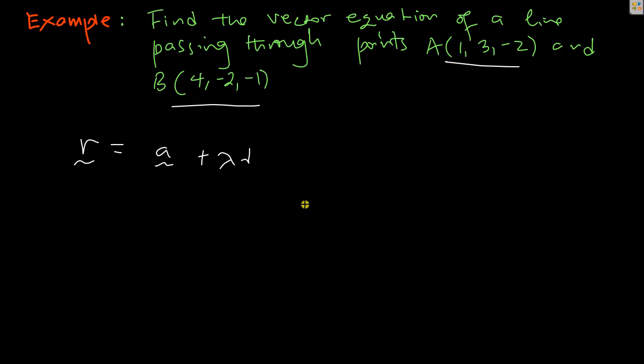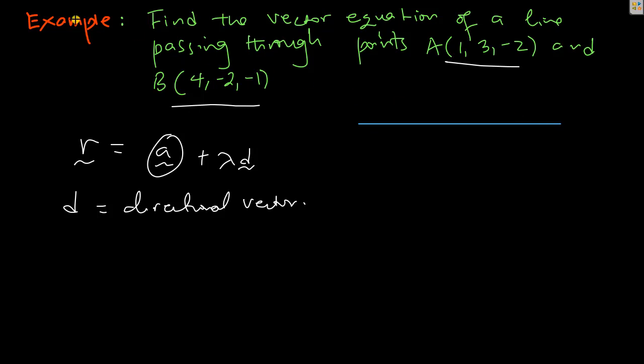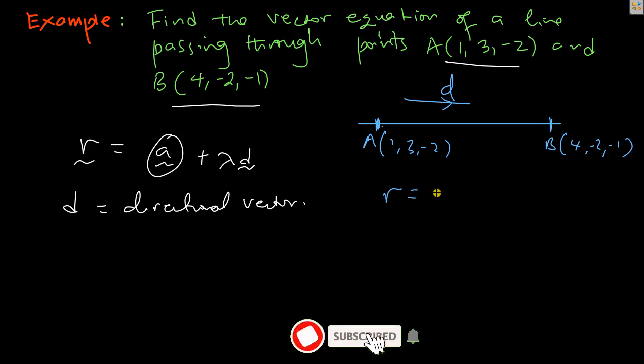So let's choose this coordinate to be our starting point for the line. I think I need to sketch this actually. So this is the line perhaps, and the line passes through point A. There is point A with coordinates 1, 3, -2. There is point B with coordinates 4, -2, -1. So the line passes through point A, and then we also have the direction. It's going from A to B, as you can see.